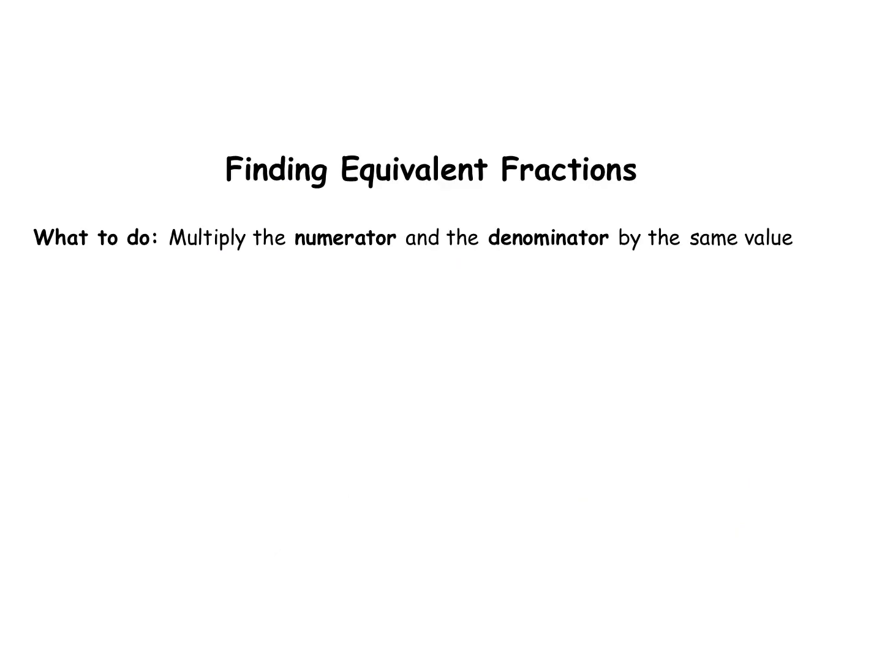Okay, so when we find equivalent fractions, we need to multiply the numerator and the denominator by the same value, right? Multiply it by 2/2. Multiply both by 4. Right, times 4 times 4. This keeps the value the same because really all we're doing is, again, multiplying by 1.